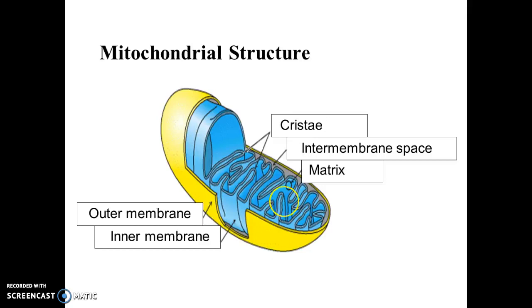The space between the outer and inner membrane is referred to as the intermembrane space, and the far middle of the mitochondrion is called the mitochondrial matrix.